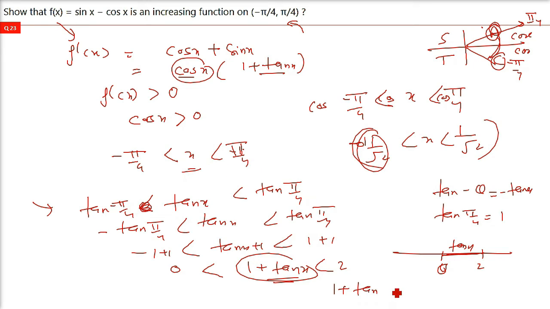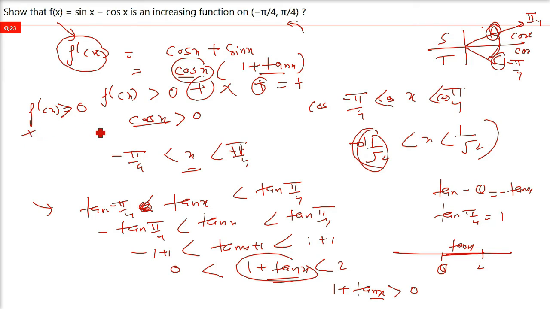We already showed cos is positive. 1 plus tan x also is positive. So when we multiply positive, it is going to be positive. So it is greater than 0. So positive multiplication is positive, it is greater than 0. That is f dash x is greater than 0. So it is greater than 0 and it is positive. That is what we wanted. And then we showed that actually this is sin x minus cos x is increasing in this interval.